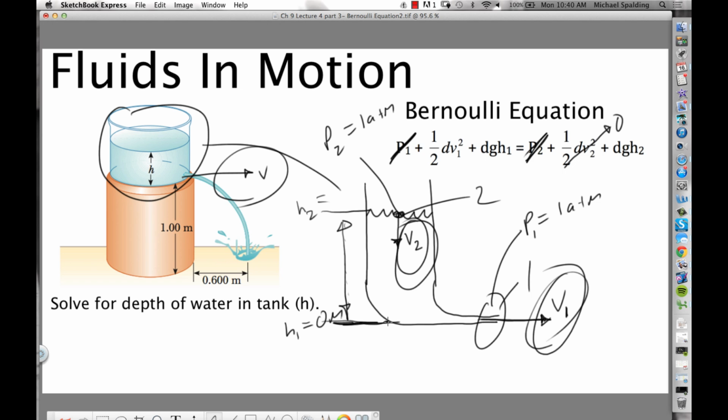H1 we said was what? 0. That's our 0 point. So you're left with this equals this. I've done like 90% of the problem for you, so try it from here. You're solving for how deep the water in the tank must be. The answer comes out as 0.09 meters. So take like 5 minutes, and what's the main thing you got to do?